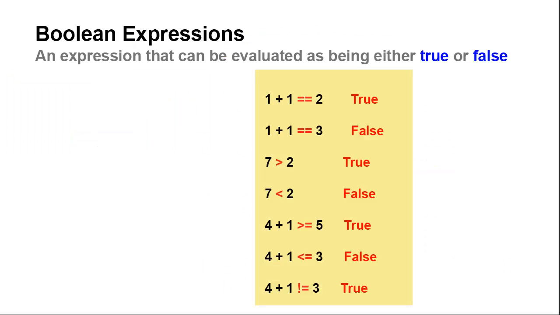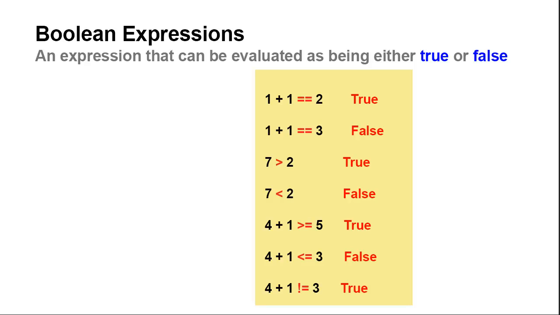Now let's talk about the conditions. Those conditions that we saw inside the parentheses for either the if or the if-else or if-else-if are called Boolean expressions. It is some expression that can be evaluated to true or false. 1 plus 1 equals 2. Now notice the double equal sign. That is the Boolean operator for is equal to. So 1 plus 1 is equal to 2. That is a true statement. But 1 plus 1 is equal to 3 is a false statement. So the conditions can be evaluated either true or false.